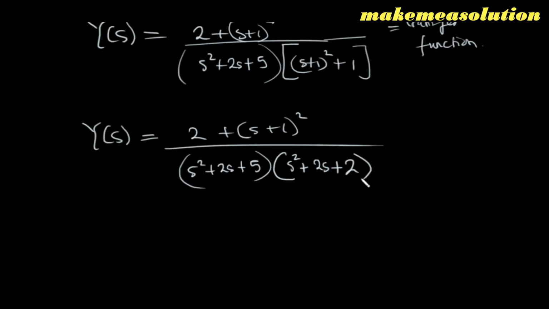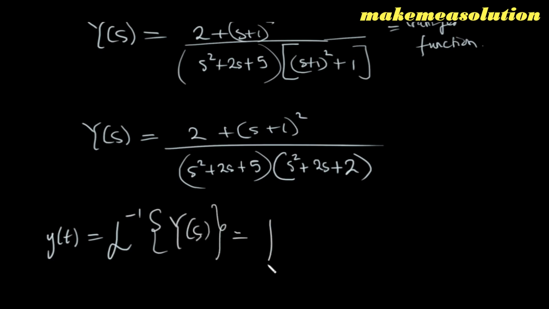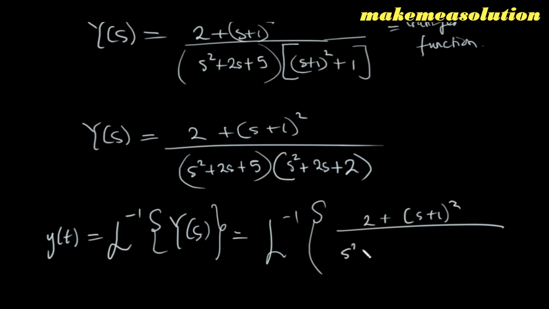So the next thing is you need to find y of t, and y of t is the inverse Laplace transform of our transfer function Y of s, which is the inverse Laplace of 2 plus s plus 1 all squared divided by s squared plus 2s plus 5, times s squared plus 2s plus 2.